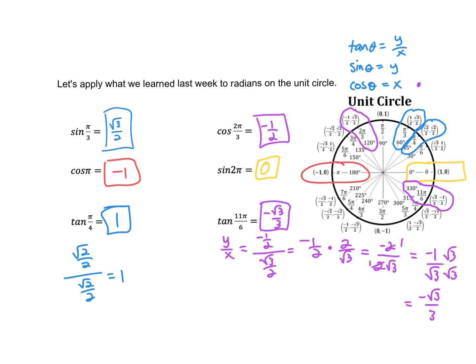Okay, so this is really our task for today, applying what we did last time around with sine, cosine, and tangent on the unit circle. But the only difference is we're going to be using radians. All right, so that's it for radians day number 2.